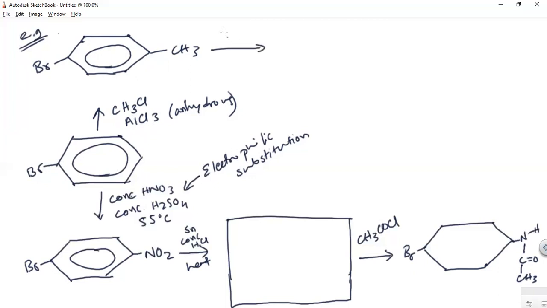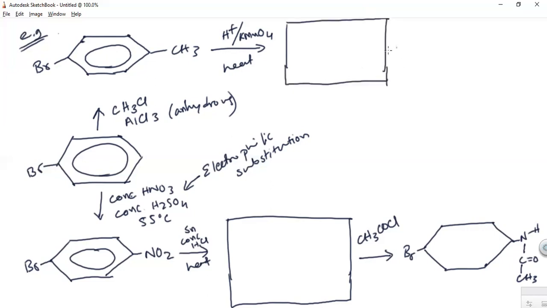Now from here, when we add H plus with KMnO4 and apply some heat, we tend to get a certain product, which, when added with PCl5 at room temperature, we tend to get some other product, which we also need to find.